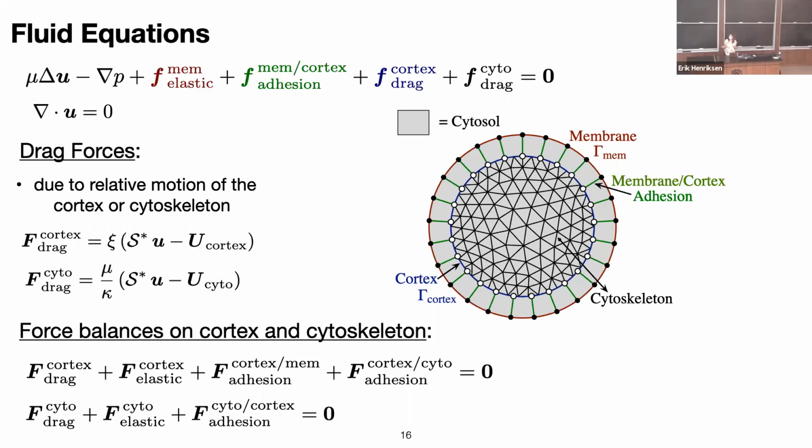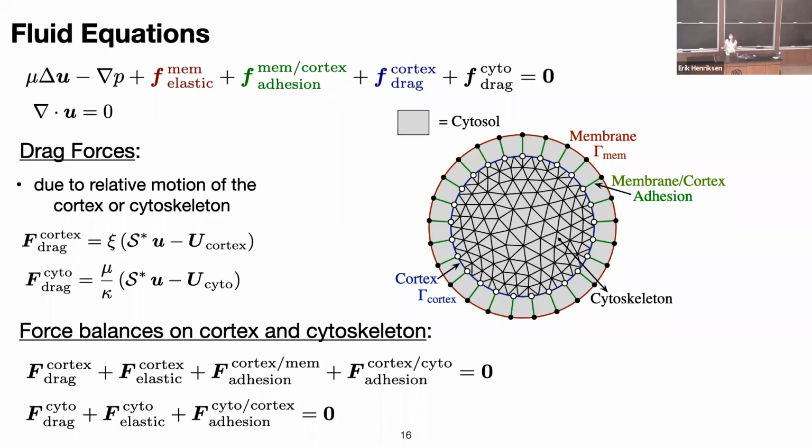This just says that the area or volume is conserved within the cell. And then we have additional force balances on the cortex and cytoskeleton. Because there's a porous slip velocity, the drag force is a constant times the difference between the fluid velocity, which is this F star U, and the velocity of the structures.